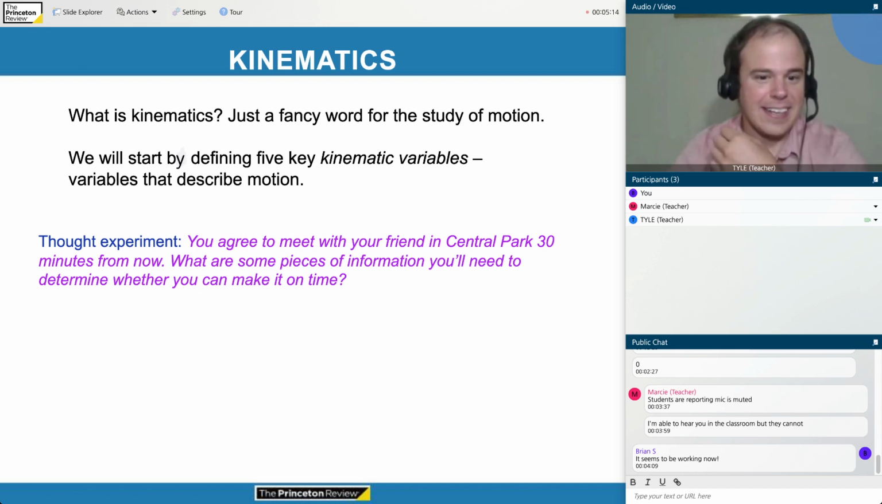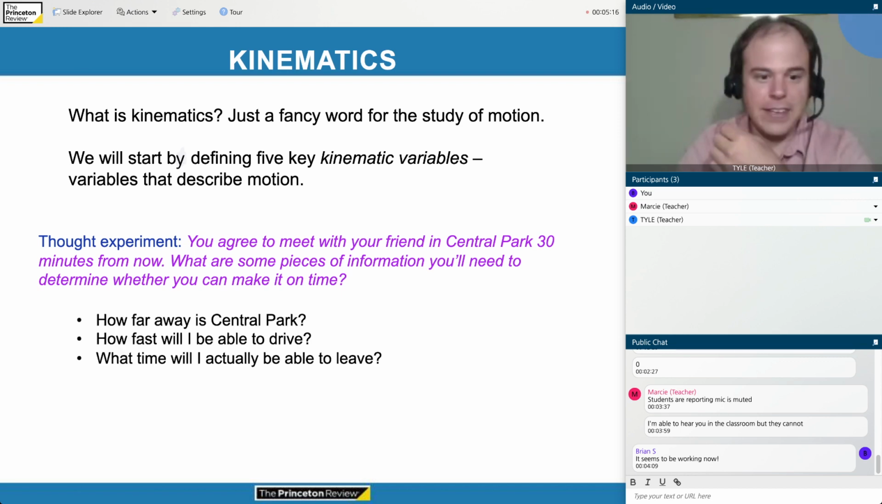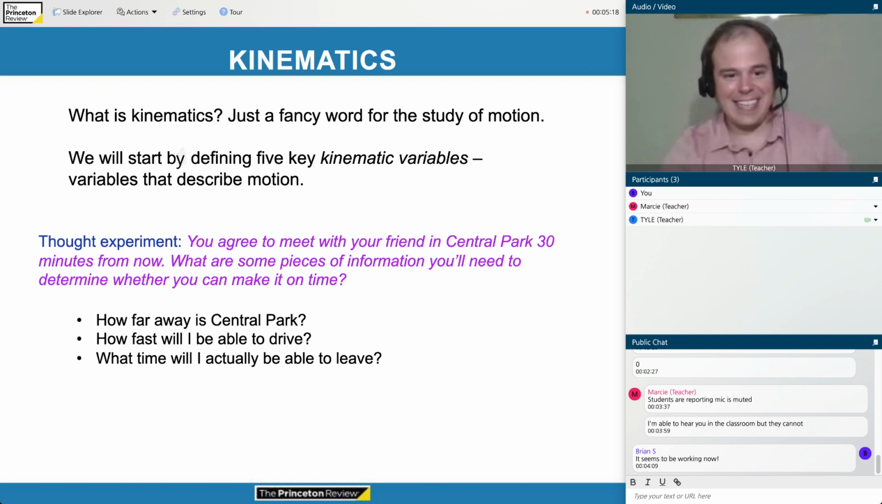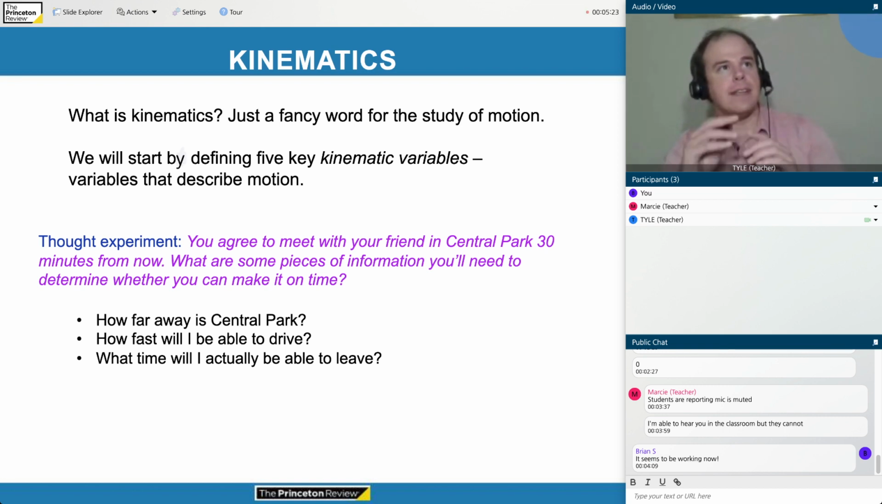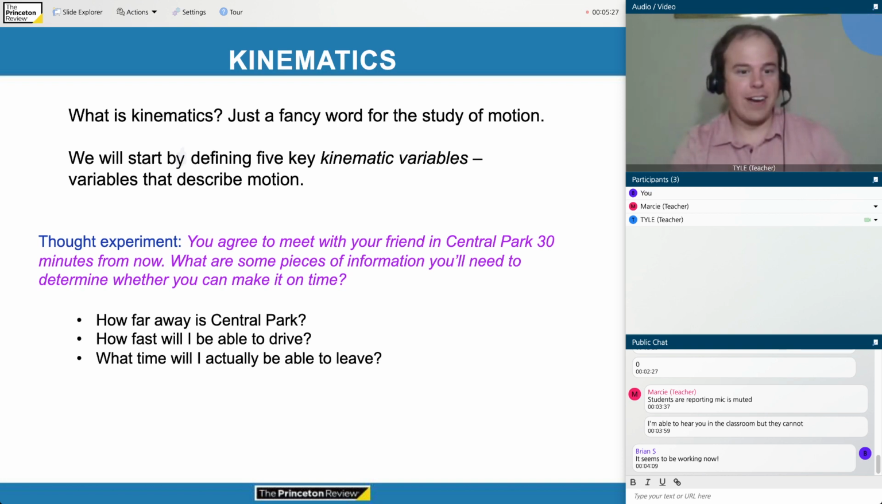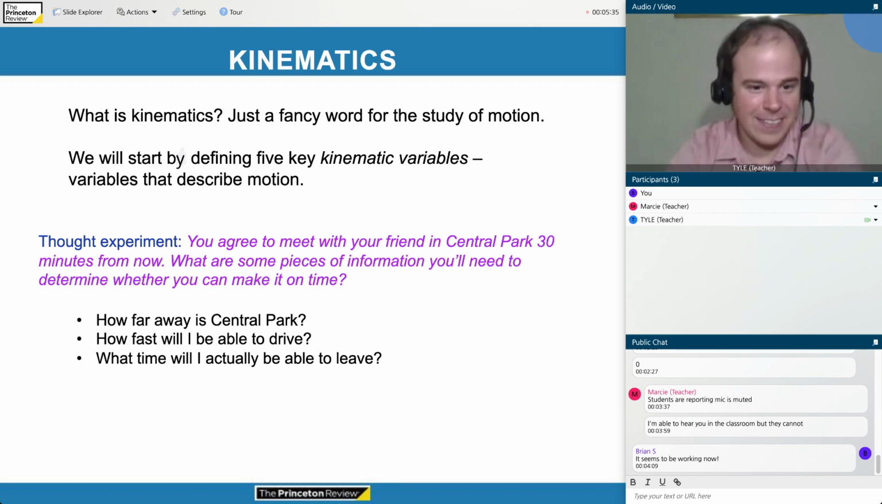Well, here are a few. How far away is Central Park? And perhaps both how far is it in a straight line from where I live, but also how far would I actually need to drive to get there? Or how far would I actually need to walk, depending on how the city blocks are laid out?